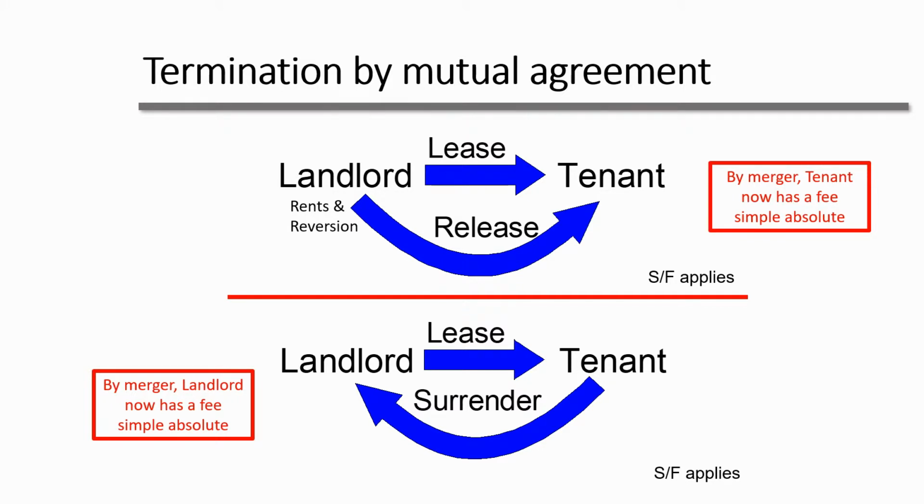By the way, you'll notice that in both of these transactions, if there is more than 1 year left to go on the lease, the statute of frauds applies. So it's very, very wise of the parties to use a writing for either a release or a surrender. Most often with a release, the parties remember to do that. With a surrender, sometimes they forget and try to do it orally, and that's a big problem.